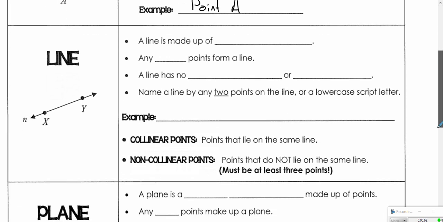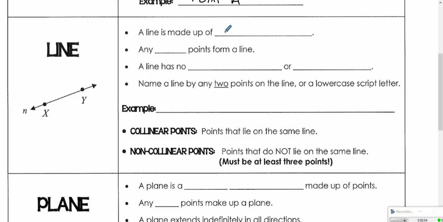What about a line? The line is made up of points, made up of locations, right? Any 2 points form a line. A line has no thickness or width. An example, when we name this, we can use 2 points. Call this line XY. You could actually also call this line YX.